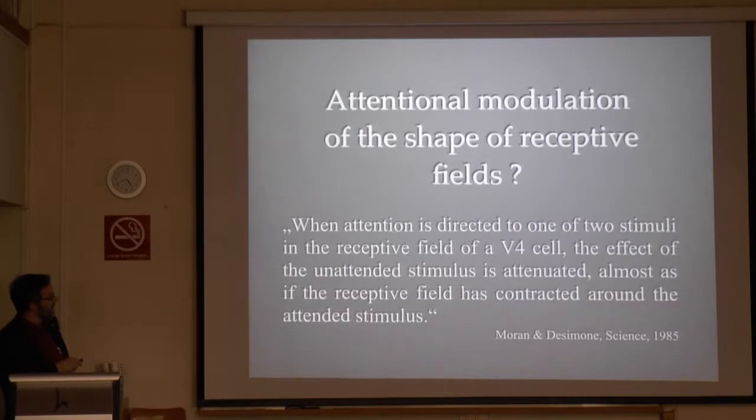And what they suggested, based on data that they collected from area V4, is that when attention is directed to one of two stimuli in the receptive field of a V4 cell, the effect of the unattended stimulus is attenuated, almost as if the receptive field has contracted around the attended stimulus. So the data set they collected is very similar to our MT data set, even though this is the other pathway. And they made this hypothesis, but never actually followed up on it and tested whether changes in the receptive fields actually occur. So that's what we did.